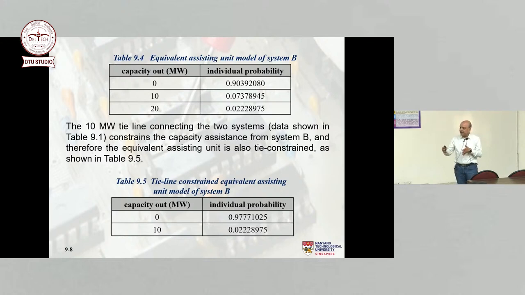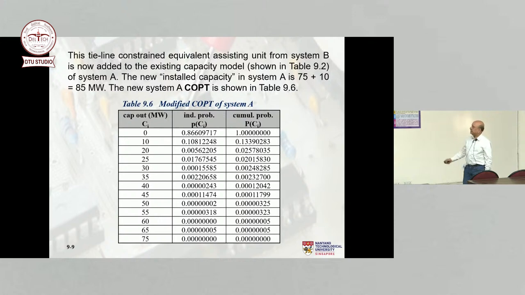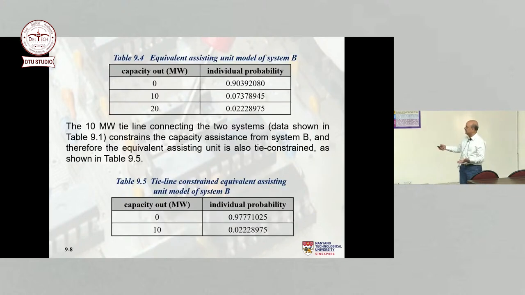So after the tie line, the capacity model that is coming from system B is only a 2-state model. But before that, I have a 3-state model. So that's how the transmission line can actually constrain the support from system B to system A. Once I know this, then it's quite easy. This tie line constrained equivalent assisting unit is now added to the existing capacity model. We already know our system A COPT, so you can add the new generator. This is like a 10 megawatt generator, which has 2 states, right?